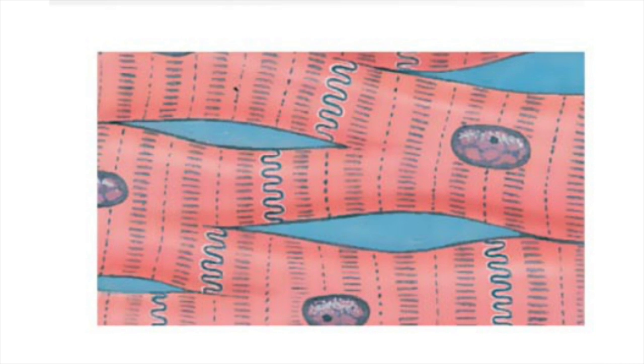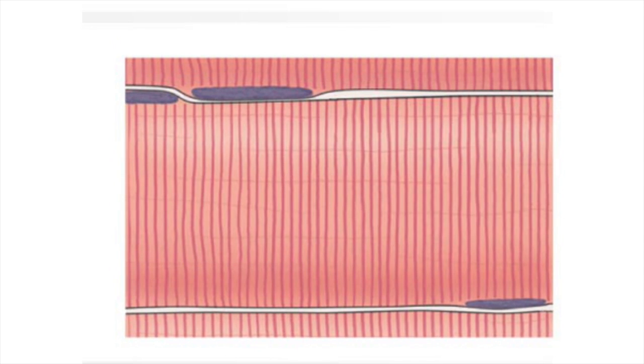This type that's more branched is cardiac muscle. It's found in the heart. It pumps blood. It's also involuntary. And then the third type, which is the main focus of this chapter, is skeletal muscle. It is found attached to bones, it causes movement, and it is voluntary. We consciously control this type of muscle.